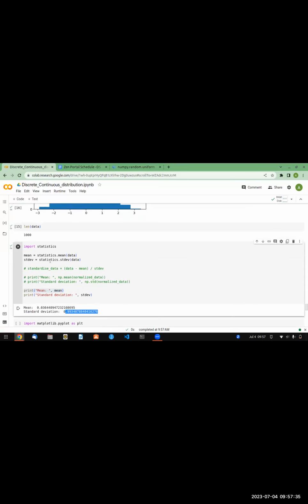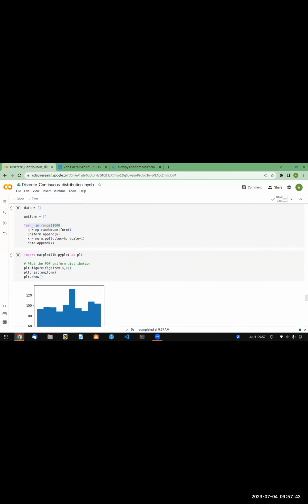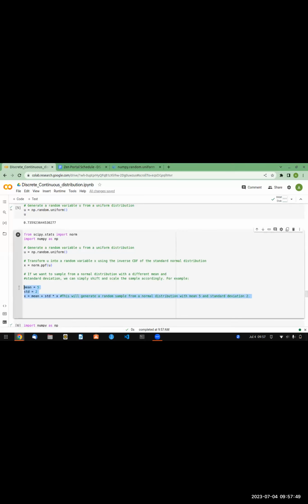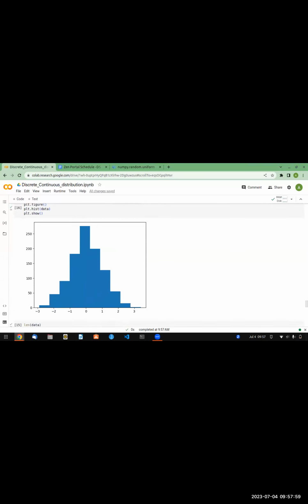Now, if you want a mean that is not equal to 0, say mean equal to 5, and a standard deviation of something else, 2 in this case, I hope you know what to do, right? In this case, we saw that for every point you take the mean plus that number times the standard deviation. If you do that, you will achieve your desired mean and desired standard deviation.